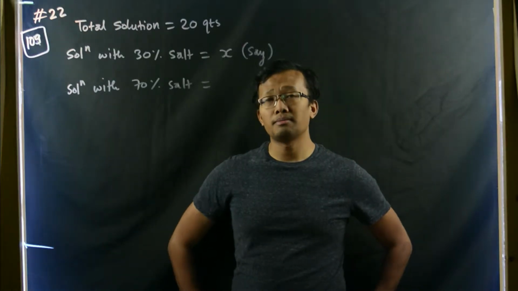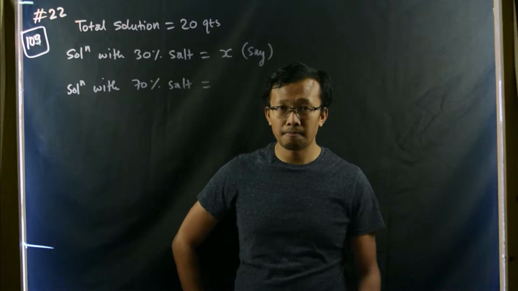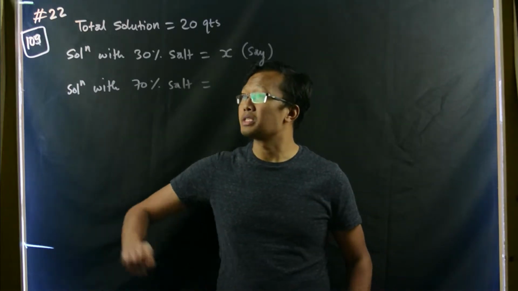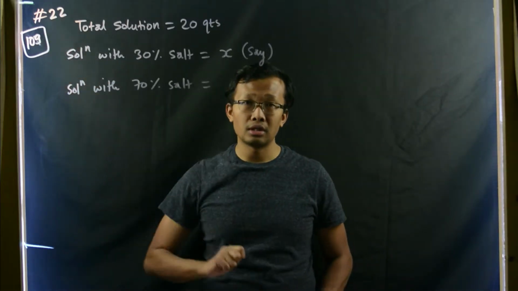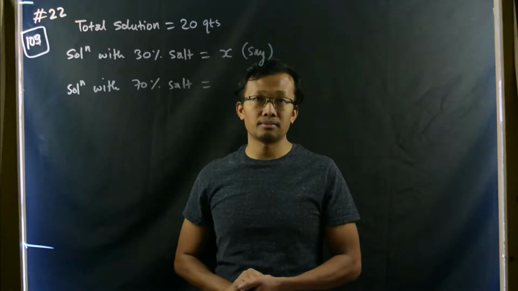Let's do a problem which involves mixing liquids. This is a question from page number 109, number 22. It says a chemistry teacher needs to mix a 30% salt solution with a 70% salt solution to make 20 quarts of 40% salt solution. How many quarts of each solution should the teacher mix to get the desired result?